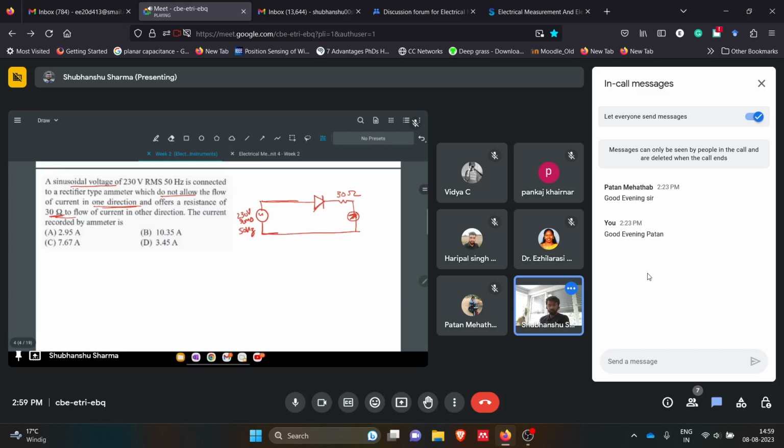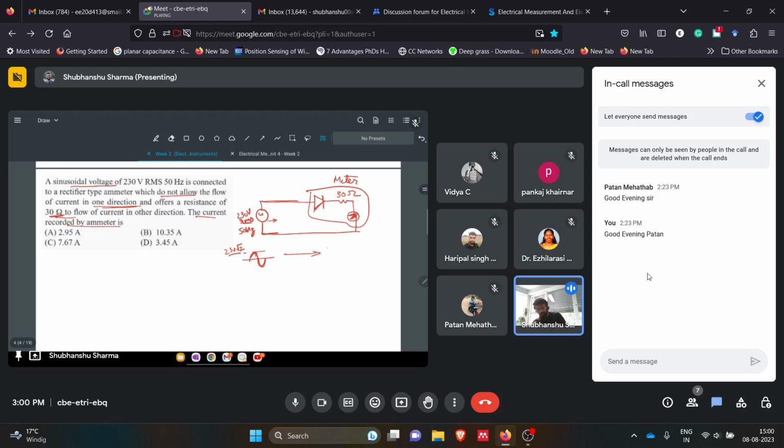Now they are asking for the current recorded by the ammeter. First of all, we input a sinusoidal signal from this point into the circuit, into what we have as a measurement equipment. This whole thing consists of our meter which is measuring our signal. So our signal looks something like this. It has a 230 volt RMS value, that means its peak is 230 root 2, because this is an RMS value, VM by root 2, so root 2 goes there. And it has a frequency of 50 hertz.